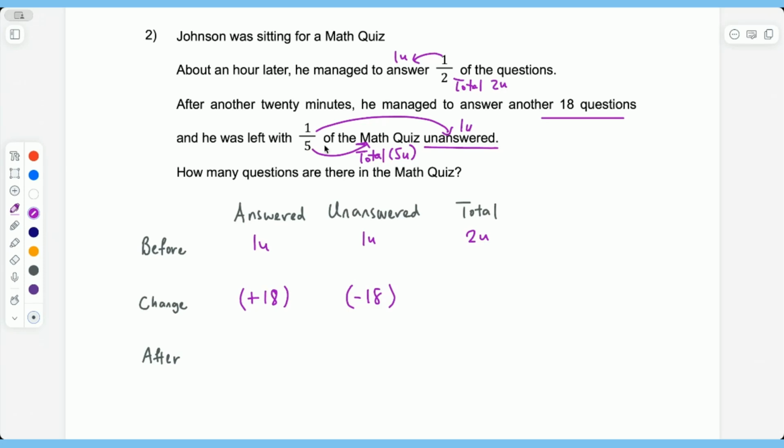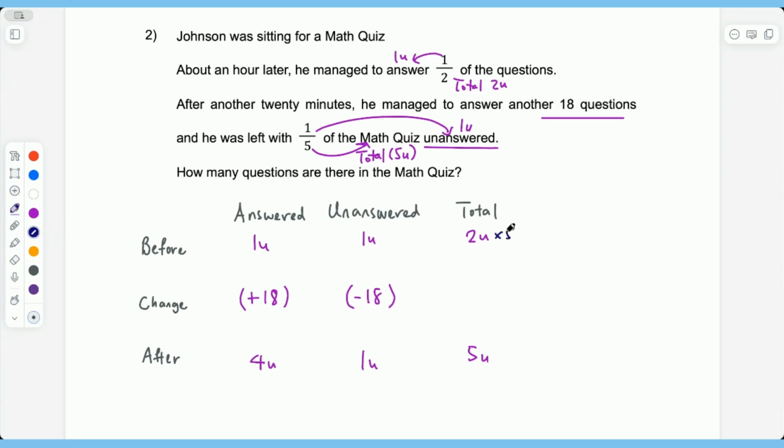And then now he is left with 1/5 of the math quiz unanswered. So unanswered will be 1 unit out of 5 units. That means the answered will be 4 units. Since the number of questions in this math quiz remains unchanged, we have to make this 2 units and 5 units to be the same.